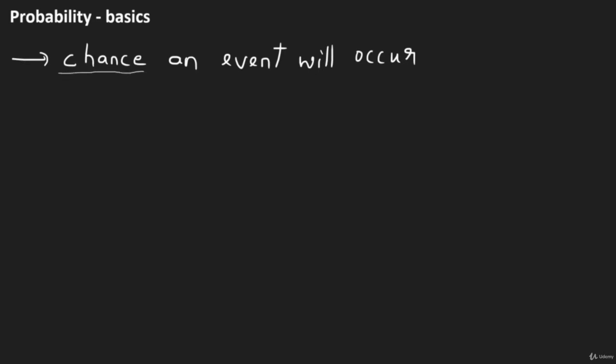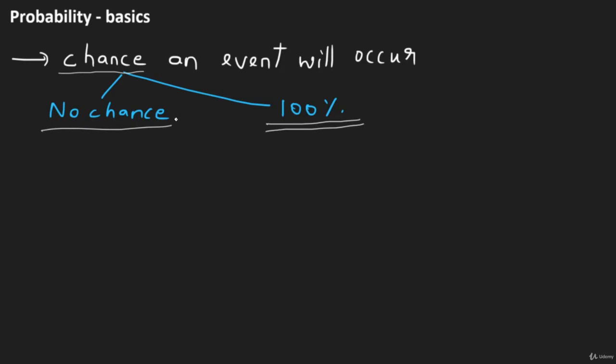Now, there could be no chance for the event to occur, or there could be 100% assurance that the event will occur. In the case where there is no chance for the event to occur, we say that the probability is equal to 0. And in the case where there is 100% chance for the event to occur, that is, it is assured that the event will occur, we say that the probability is equal to 1. Therefore, the probability will always vary between 0 and 1.